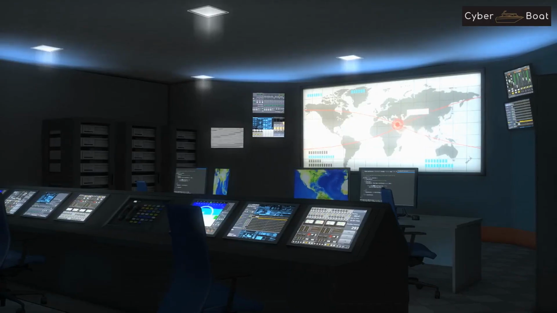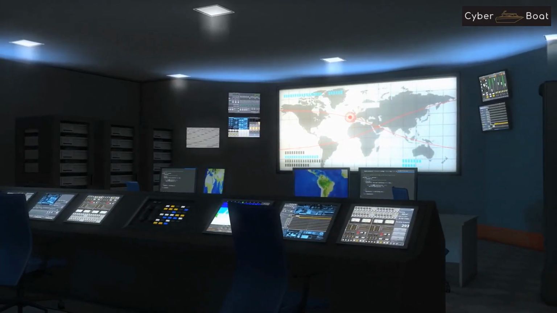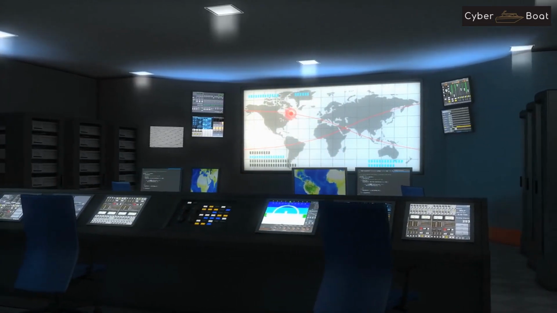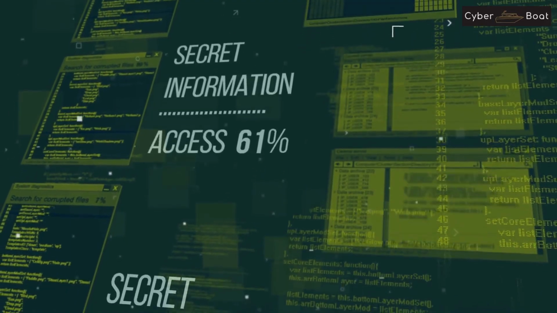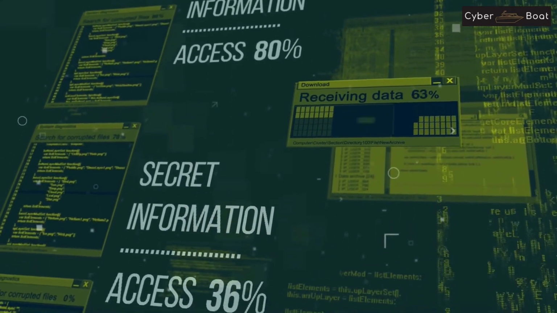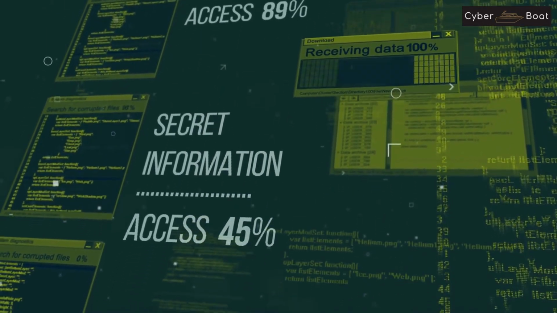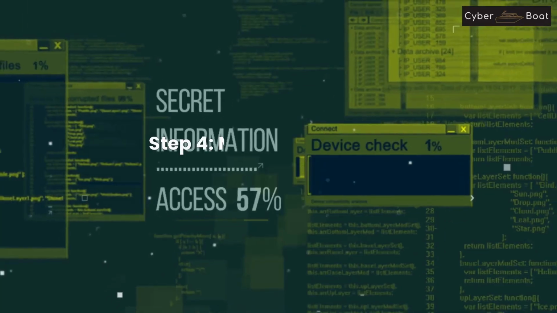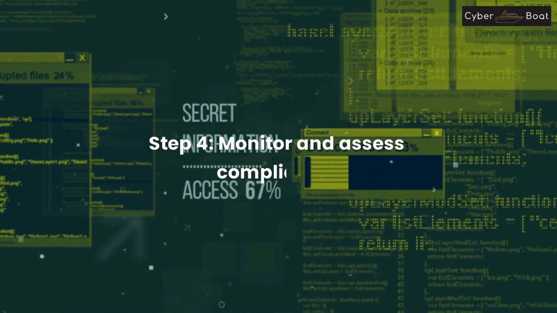Step 3. Implement security controls. With the plan in place, the next step is to begin implementing the security controls and measures outlined in the plan. This might involve deploying security technologies, training employees on security best practices, and establishing procedures for incident response and data breaches.